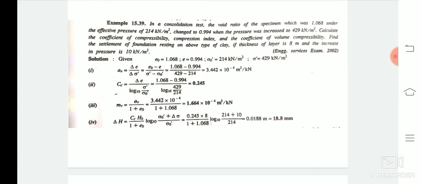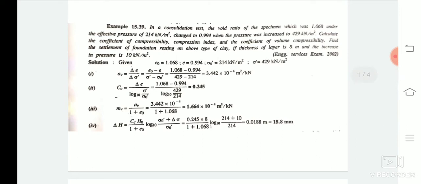The value of H naught, or the thickness of the layer, is given as 8 meters. So putting in 8 divided by 1 plus e naught, which is given already, then log base 10 of the initial pressure of 214 kN per meter square plus the increase in pressure of 10, that is, 214 plus 10 by 214. The logarithm of this value gives 0.0188 meter. Let us convert it into millimeter by multiplying by 10 to the power 3. So we get 18.8 millimeter as the settlement of the clay layer.